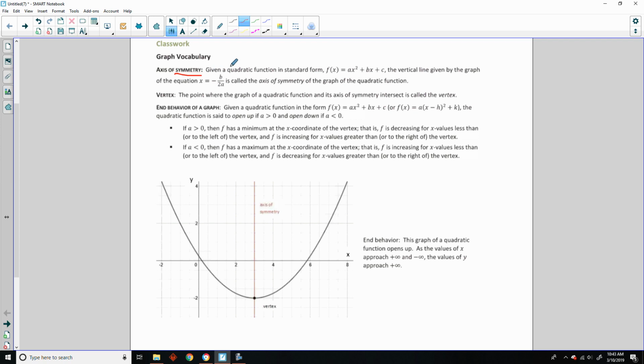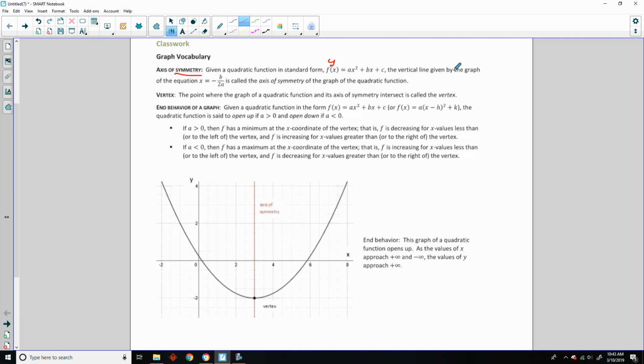So it says, given a quadratic function in standard form, f of x, and for all of you, f of x is the same as y. What that means is when x is a certain number, y is what? And I'll lead up to that soon. So f of x equals ax squared plus bx plus c, standard form.